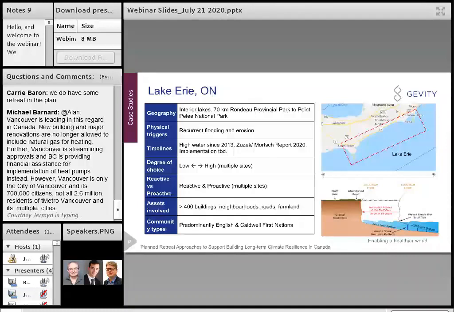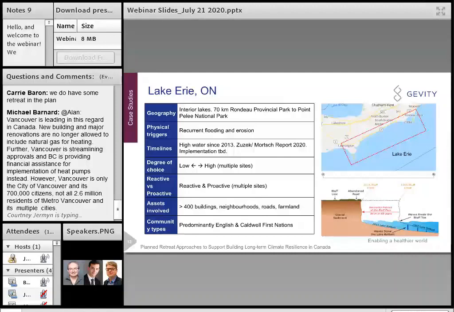So because these are multiple sites, it was really hard to say the degree of choice for the idea of planned retreat in this case study. In some cases, the degree of choice is fairly low. Homeowners are literally a meter away from the high water marks during storms, or maybe even having some of their front yard eroding. So their actual choice in the matter is fairly low.